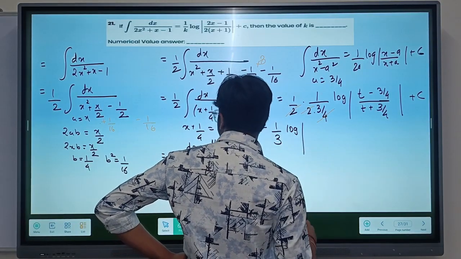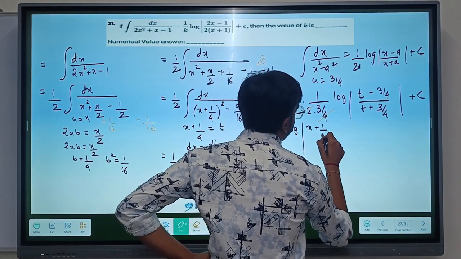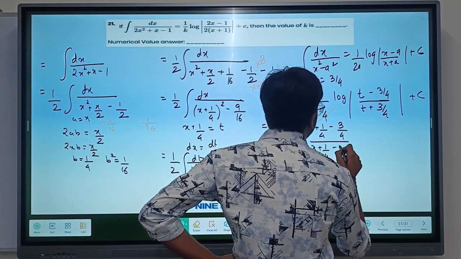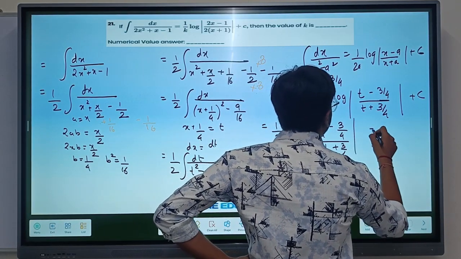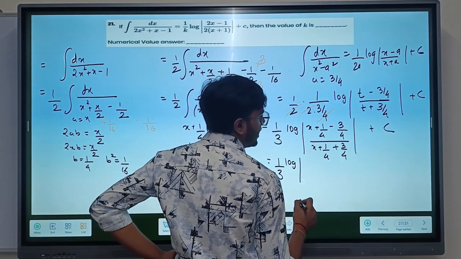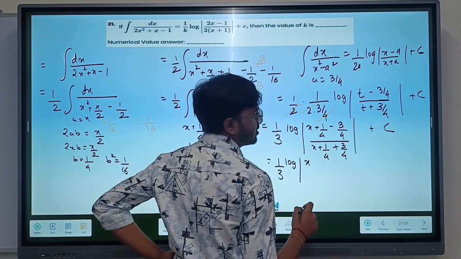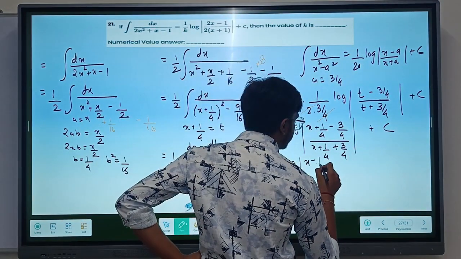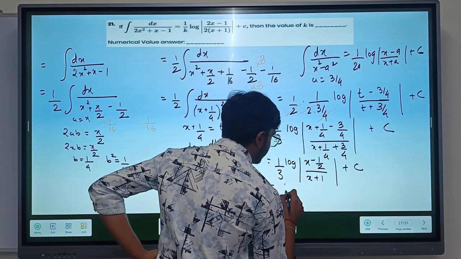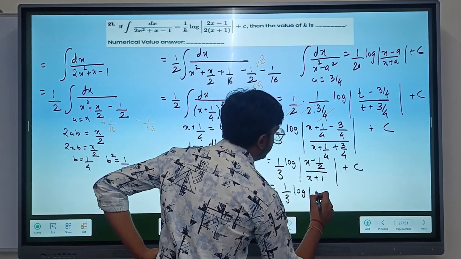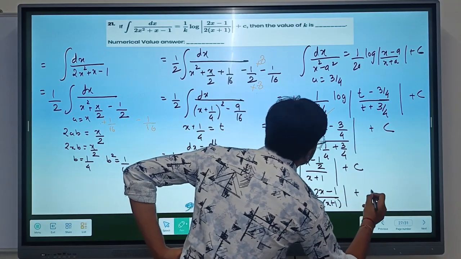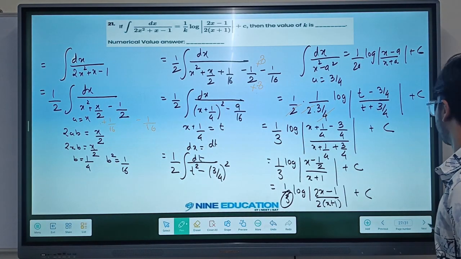log mod, what is t value? x plus 1 by 4 minus 3 by 4 divided by x plus 1 by 4 plus 3 by 4 plus c. So 1 by 4 minus 3 by 4 is 2 by 4, which is 1 by 2, and this will be x plus 1 plus c. So if I take LCM, 1 by 3 log mod 2x minus 1 by 2 times x plus 1 plus c. So answer is 3.